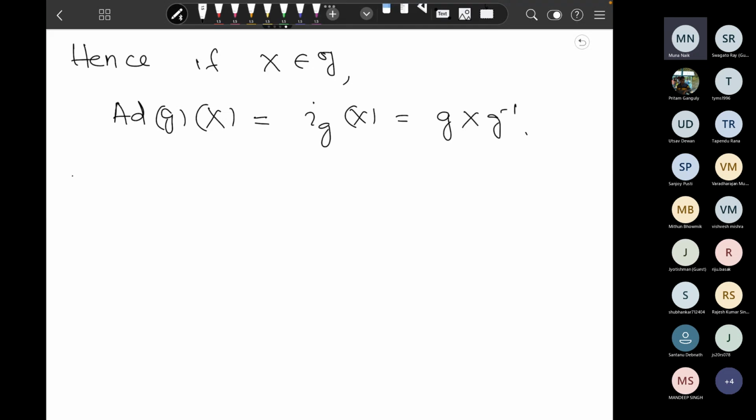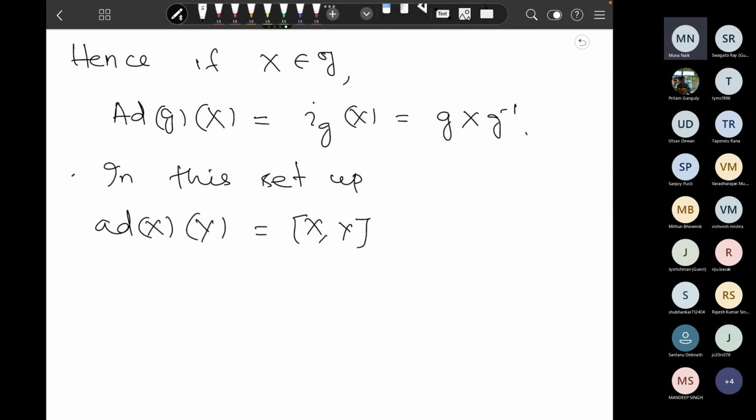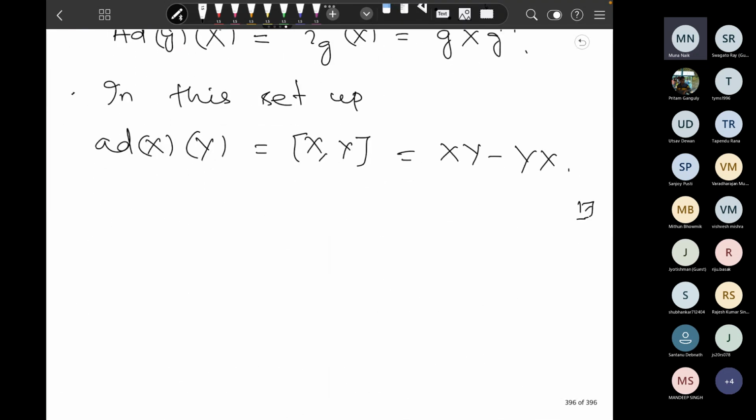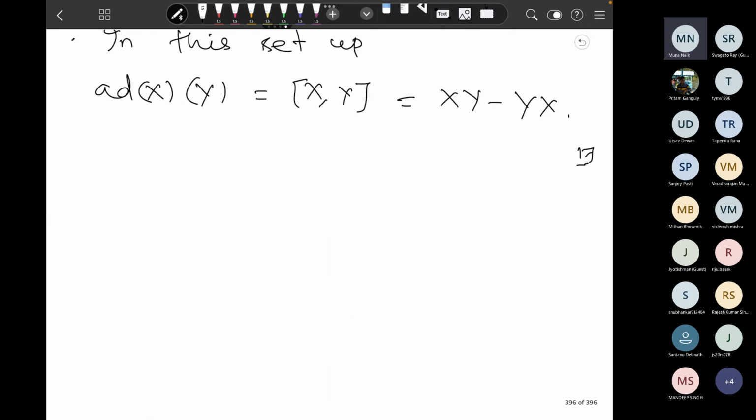Now in this setup, ad_x of y is really the bracket of x and y. This is matrix multiplication, xy minus yx. So now this is all about the adjoint representation. Let us go back to symmetric spaces.